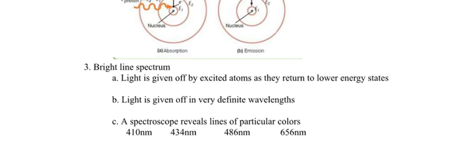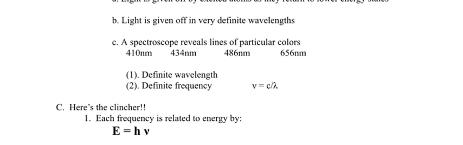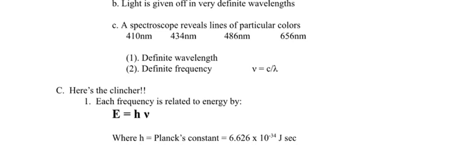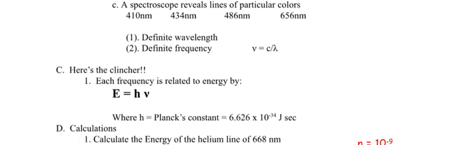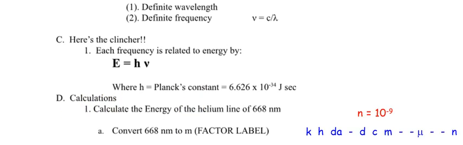Okay, so let's catch this. E equals h nu. Again, energy is equal to h, which is Planck's constant, by frequency. So let's go ahead and do the helium line of 668 nanometers. What's a nanometer? 10 to the negative 9th meters.